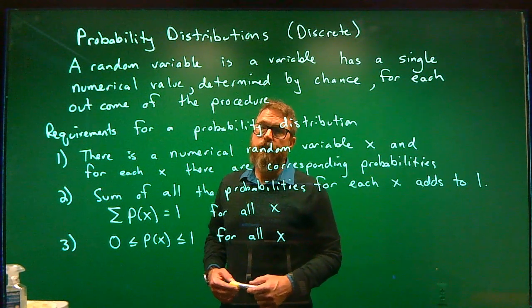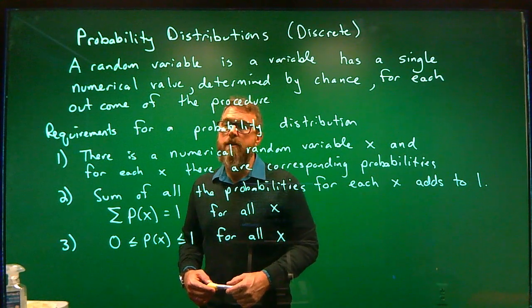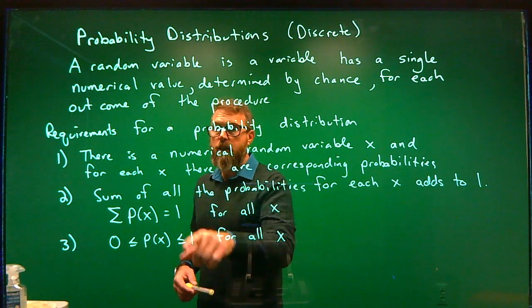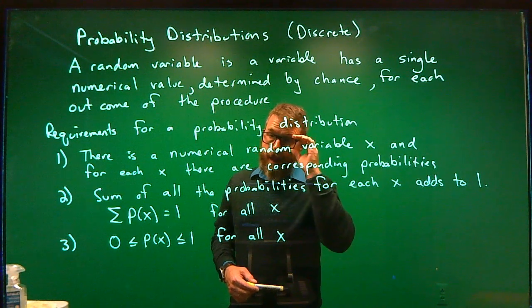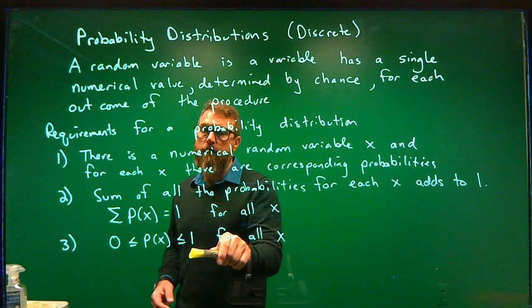And then the requirements for probability distributions are: the first one says that there's a numerical random variable x, and for each x there are corresponding probabilities. The second requirement says that the sum of all the probabilities for each x adds to 1. We'd notate that as the sum of p of x is equal to 1 for all x. And last, it says that 0 is less than or equal to p of x, which is less than or equal to 1 for all x.